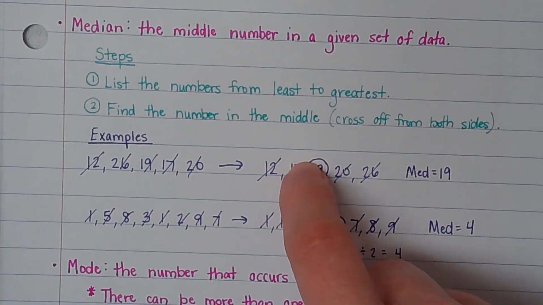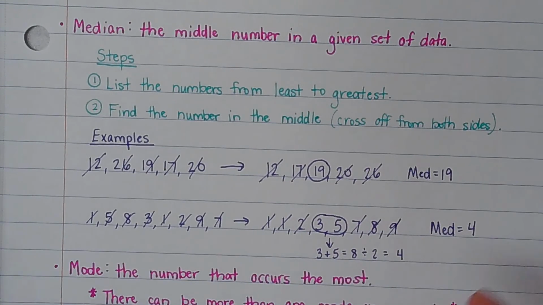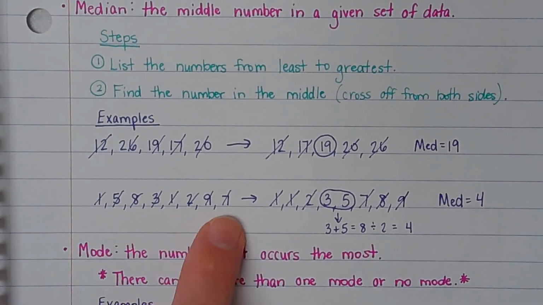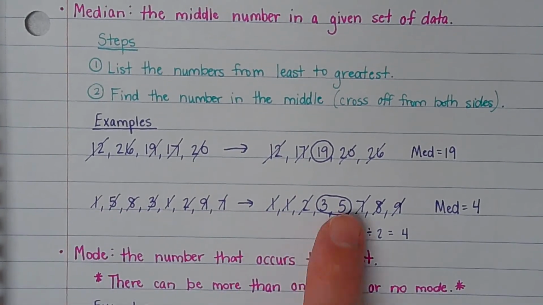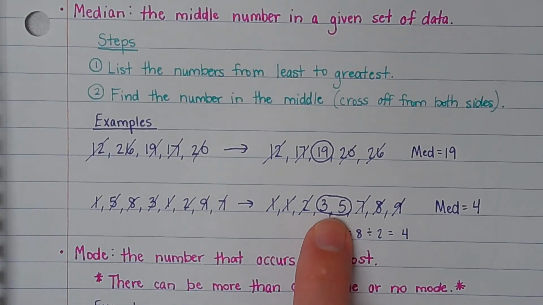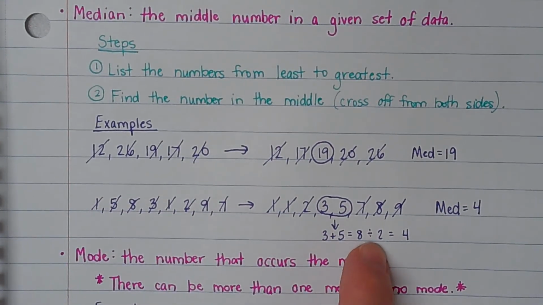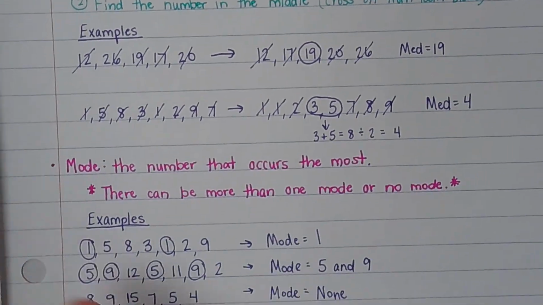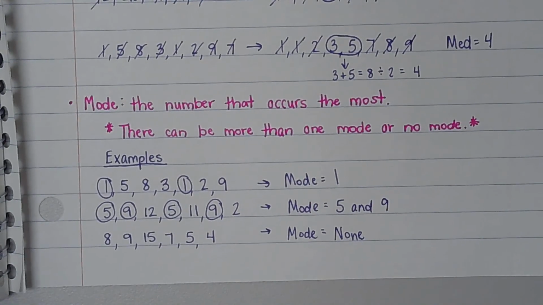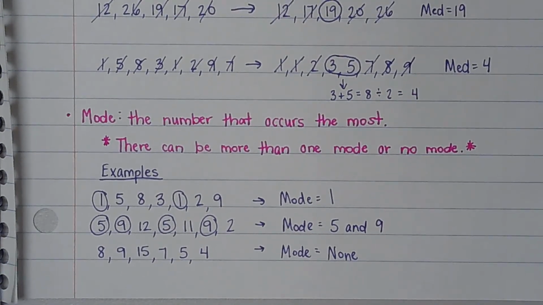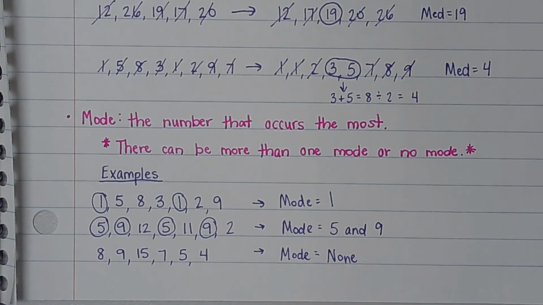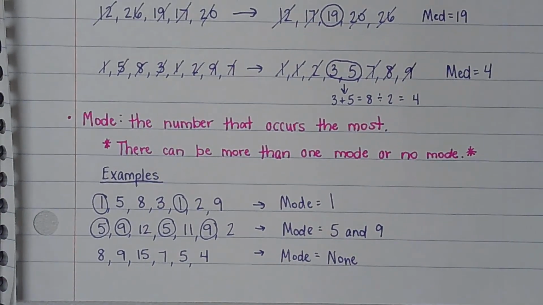You have to put it in order from least to greatest, and then you have to start crossing off your numbers till you get to that number in the middle. Remember, if it's an even amount of numbers, you're going to end up with 2 numbers in the middle that you have to add together and then divide by 2. Sometimes it might come out to be a decimal, and that's totally okay. Mode is the number that occurs the most, so the one that repeats the most. You can have no mode, you can have more than one mode, you can have one mode, but you're looking for the one that occurs the most.